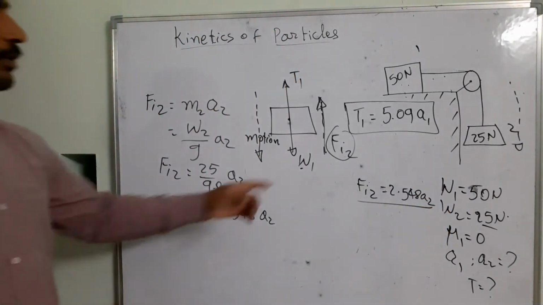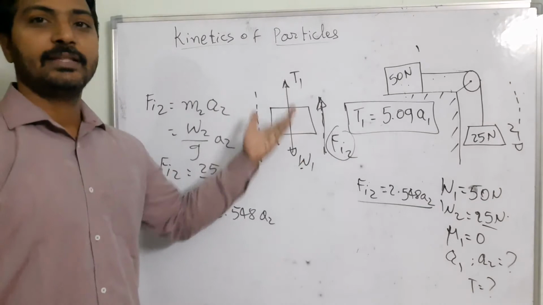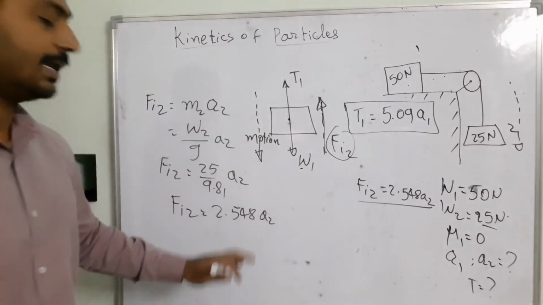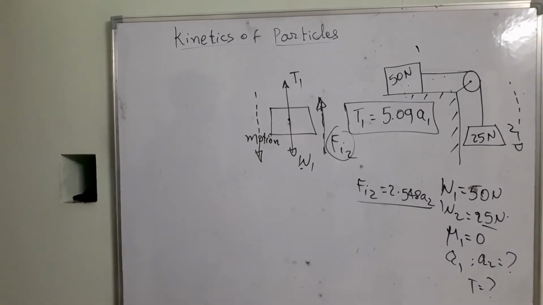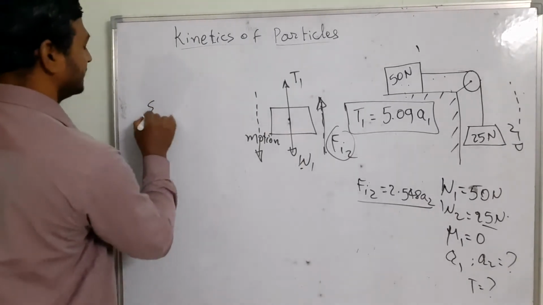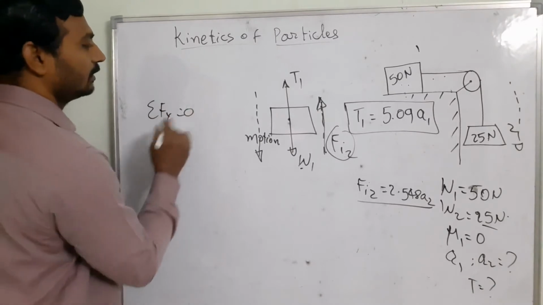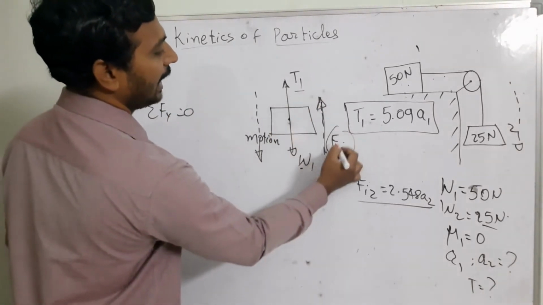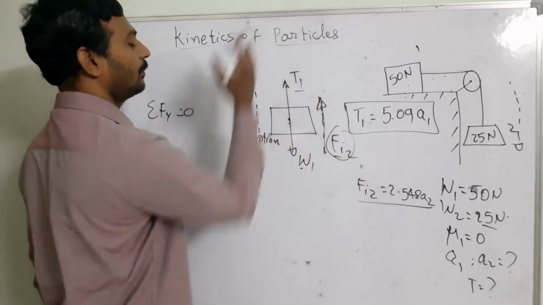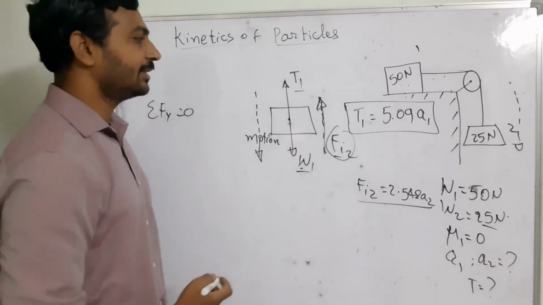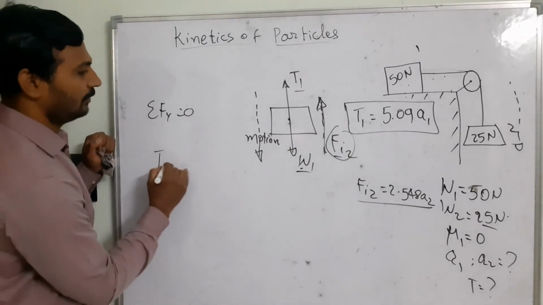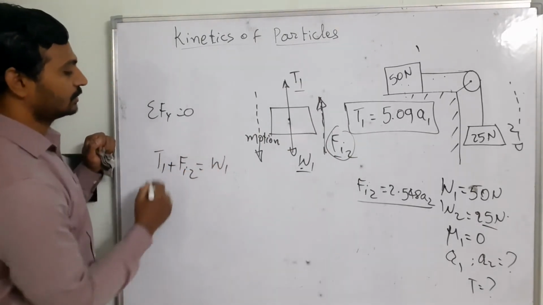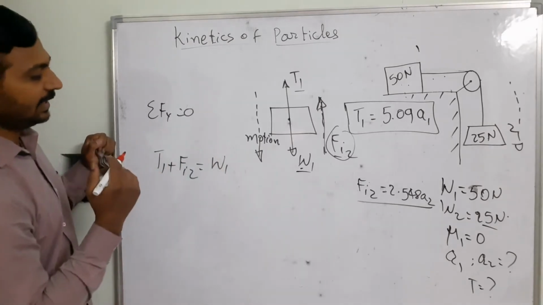Once I find that, I am going to take the equilibrium equation or the D'Alembert principle, so that I can calculate it. So here sigma Fy is equal to 0. That's going to be your D'Alembert principle. Can you see T1 and the Fi2 are acting in the upward direction, W1 is going to be acting in the downward direction. That's going to be T1 plus Fi2 is equal to W1. So further simplification of these equations.